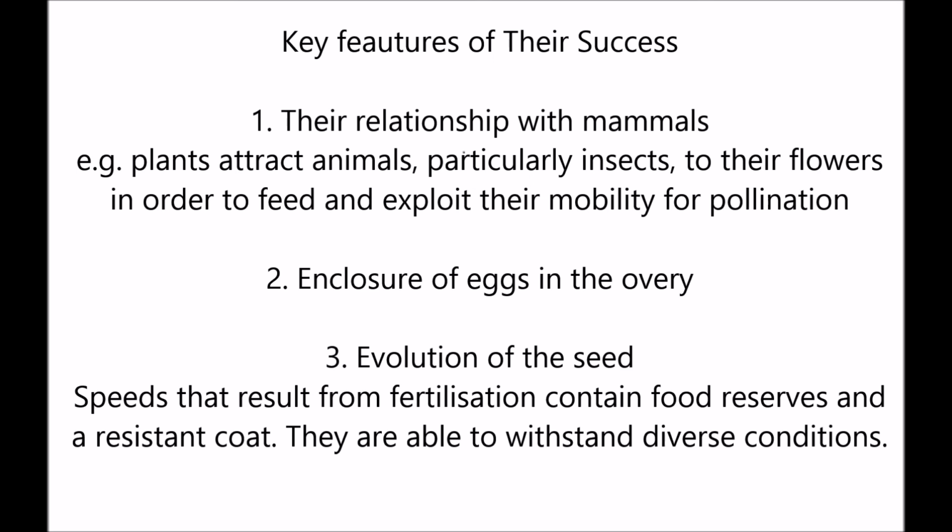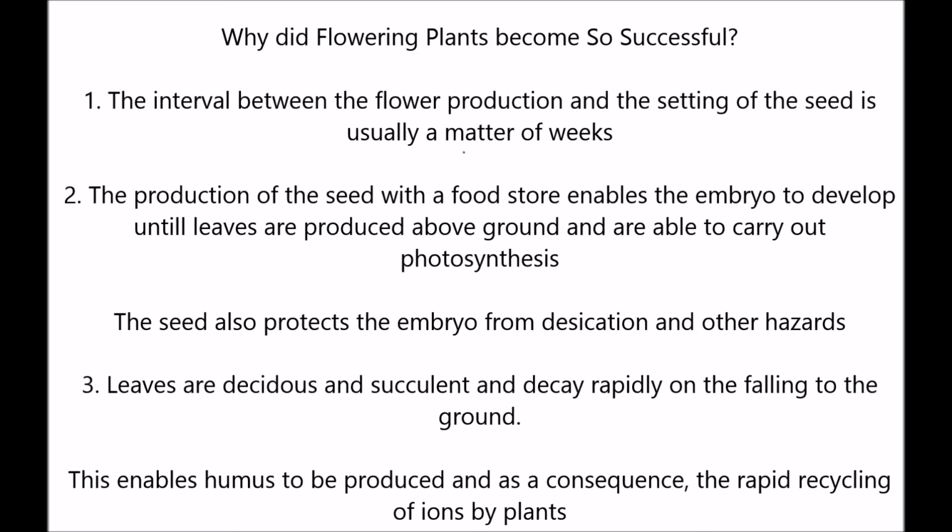Why did flowering plants become so successful? The first factor is that the interval between flower production and the setting of the seed is usually a matter of weeks. The second is that the production of the seed with the food store enables the embryo to develop until leaves are produced above the ground and are able to carry out photosynthesis. The seed also protects the embryo from desiccation and other hazards.